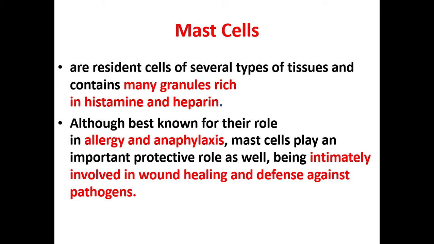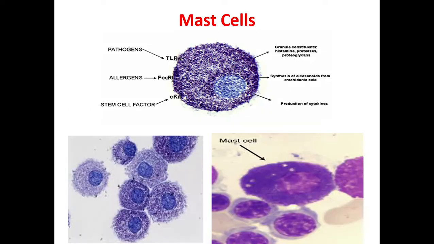The mast cells are resident cells of several types of tissues, and they contain coarse blue-black granules just like the basophils, rich in histamine and heparin. Their best-known role is in allergy and anaphylaxis, but they also play an important protective role, intimately involved in wound healing and defense against pathogens.